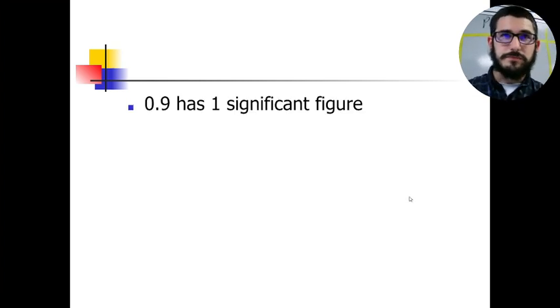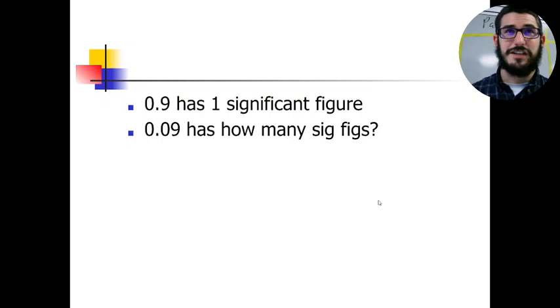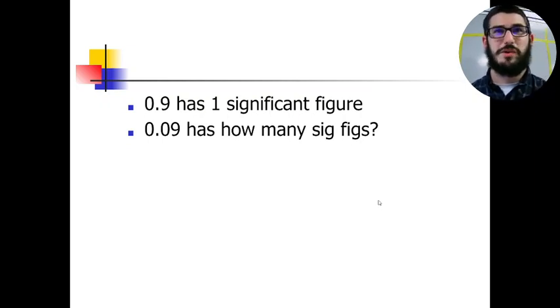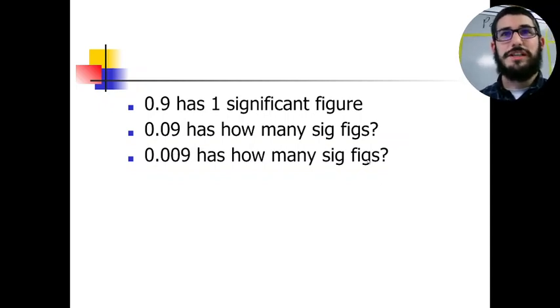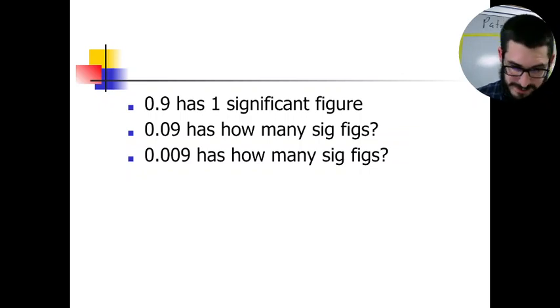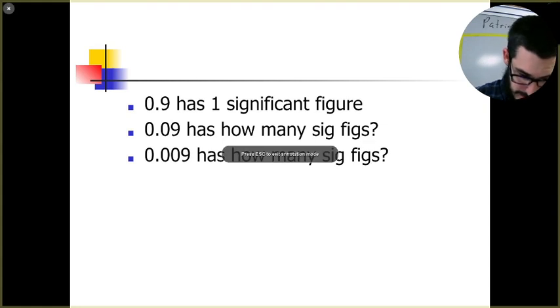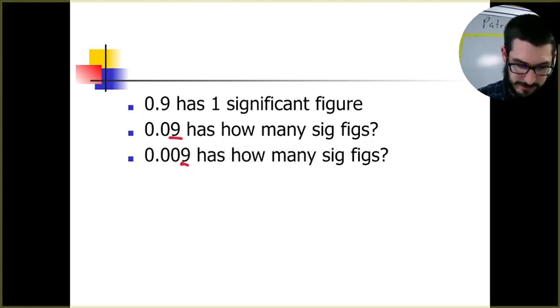So 0.9 has 1 significant digit. How many significant digits would 0.09 have? How many would 0.009 have? Well, in both of these cases, we check for the first significant digit, and the first significant digit is 9. We count it and everything after, so 0.09 has 1 significant digit, 0.009 has 1 significant digit.